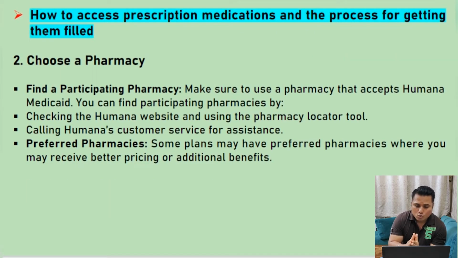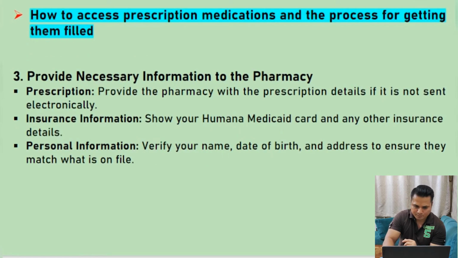Number two, choose a pharmacy. Find a participating pharmacy. Make sure to use a pharmacy that accepts Humana Medicaid. You can find participating pharmacies by checking the Humana website and using the pharmacy locator tool, or calling Humana's customer service for assistance. Preferred pharmacies. Some plans may have preferred pharmacies where you may receive better pricing and additional benefits, guys.